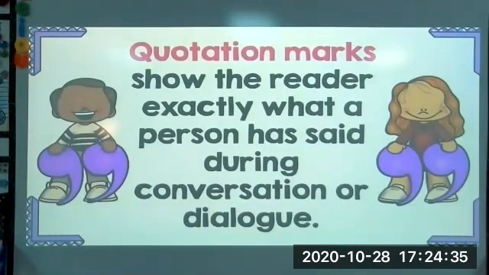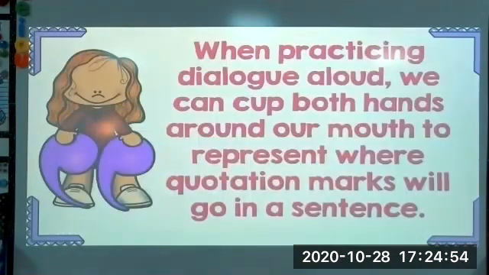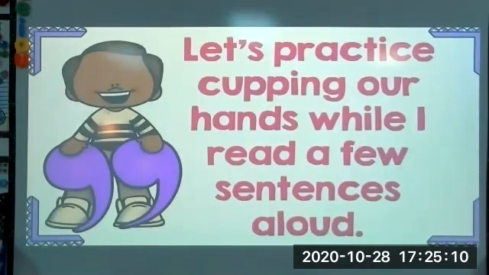Quotation marks show the reader exactly what a person has said during a conversation or during dialogue. When there is a conversation between characters in a story, we use quotation marks to show what each person said. When we are practicing dialogue aloud, we're going to cup our hands around our mouth to represent where quotation marks will go in a sentence. So let's practice cupping our hands.